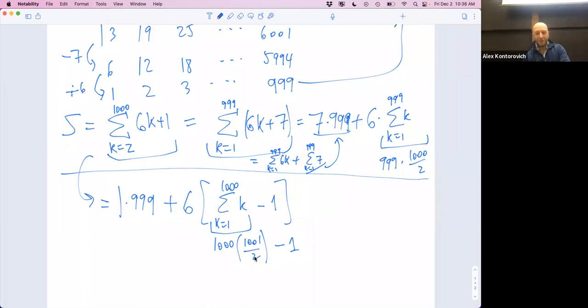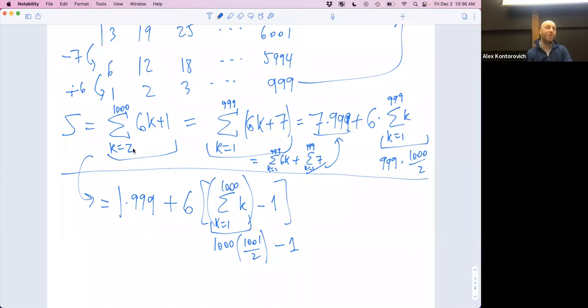Okay, so this is, gosh, how do you want to do this? Where are we going to get a 999 here? It's going to be the fact that we're subtracting 1. Yes? Very good question. Very good question.